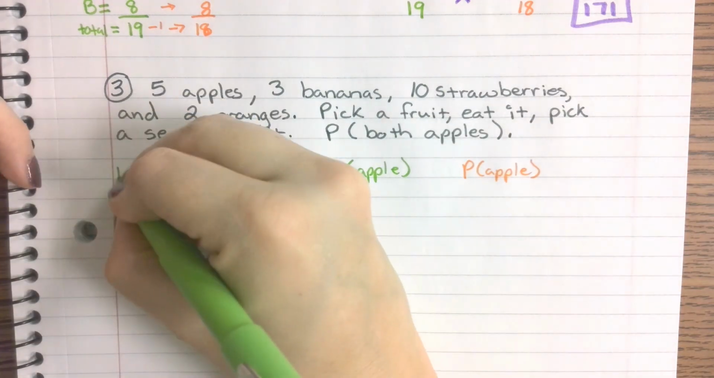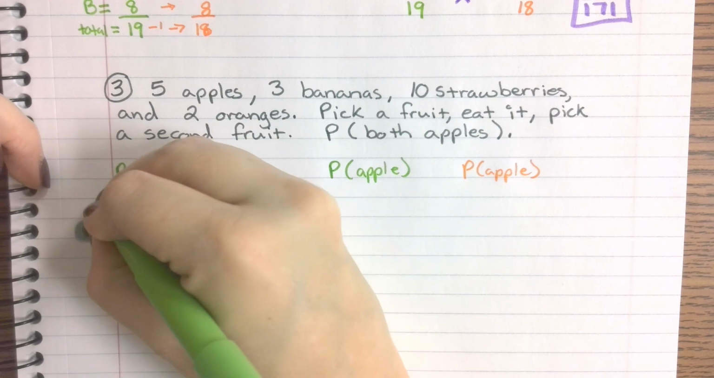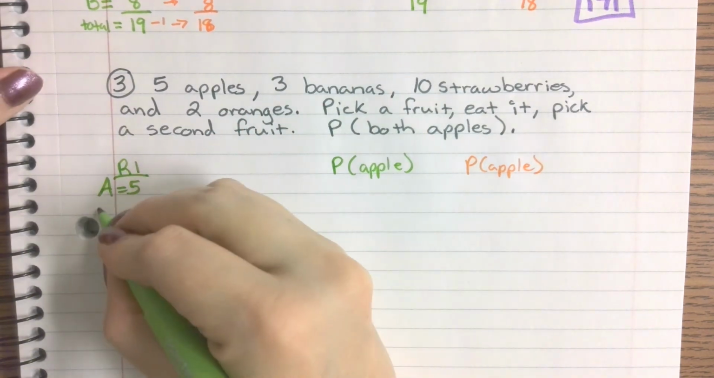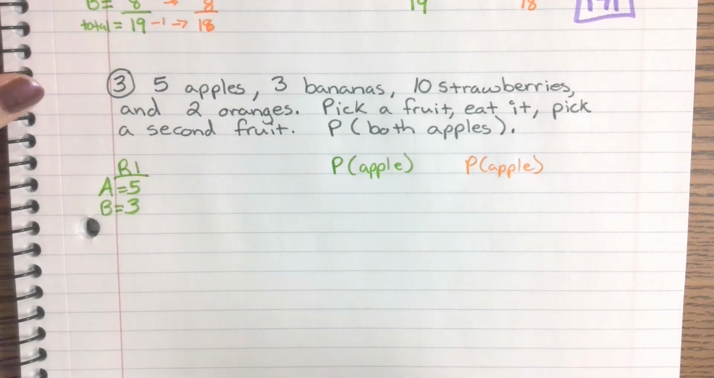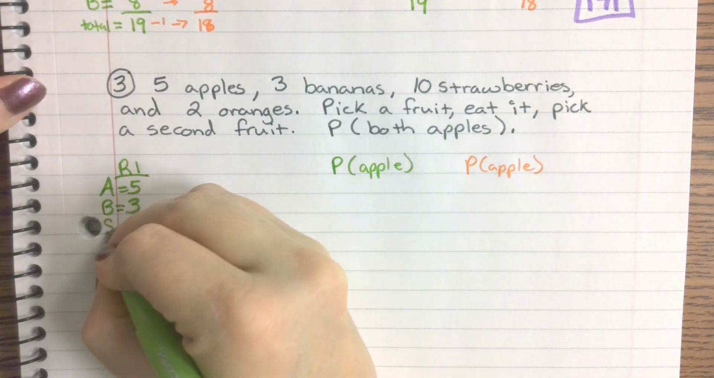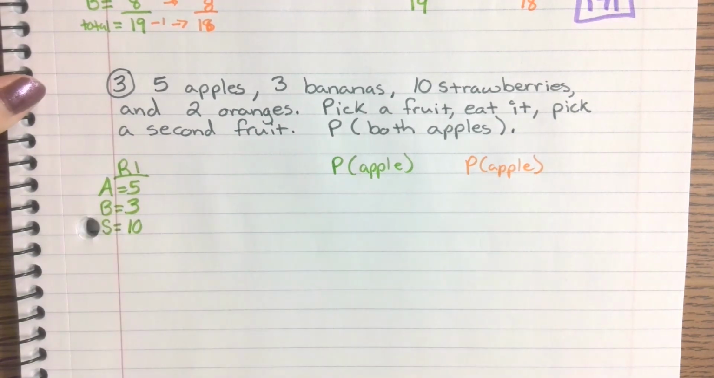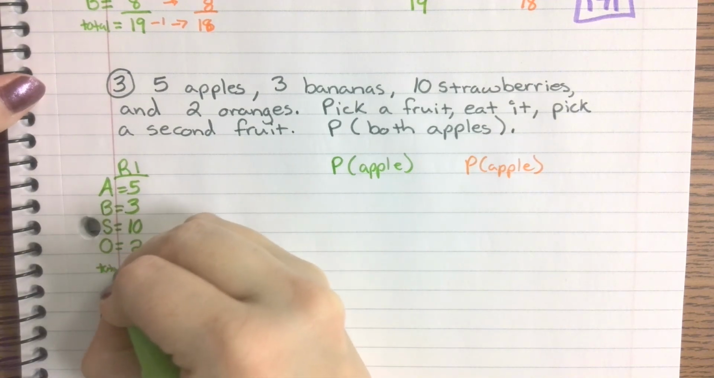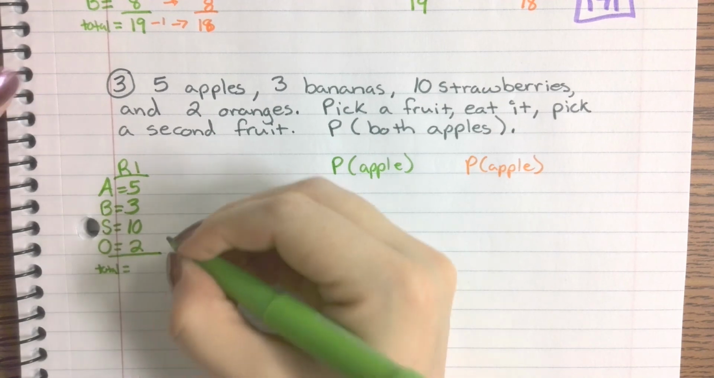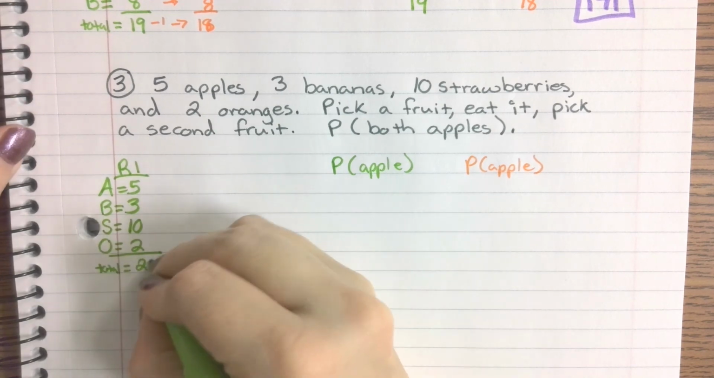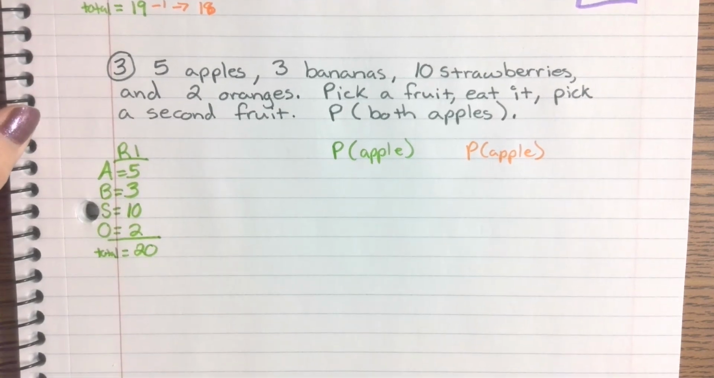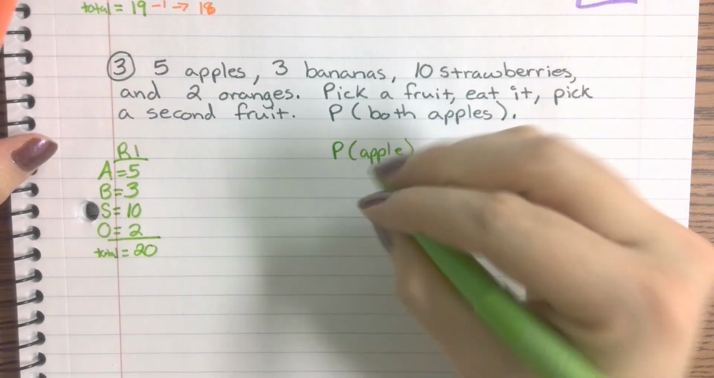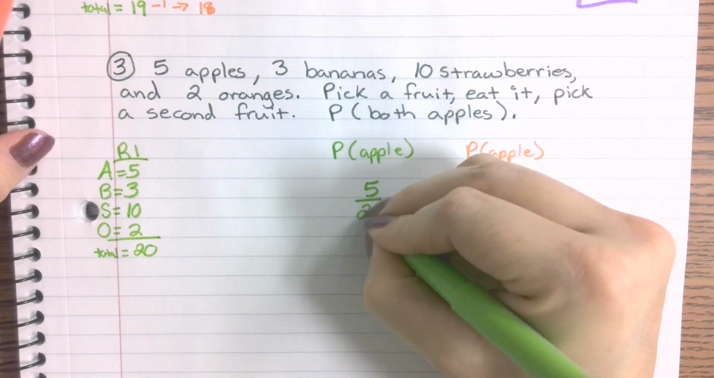For round 1, you've got 5 apples, 3 bananas, 10 strawberries, and 2 oranges. So you have a total of 20 fruit. So the probability that in round 1 you're going to pick an apple is 5 out of 20.